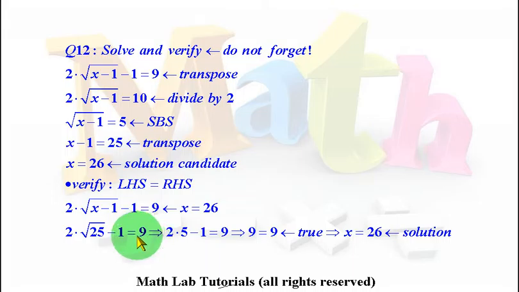And then we continue to simplify the left-hand side. We get 2 dot 5 minus 1 equals 9. And of course, 2 dot 5 is 10. 10 minus 1 is 9. So we wind up getting 9 equals 9. And that's certainly a true statement. And so we can declare our solution candidate to indeed be the true solution. So we'll go on to the next slide.